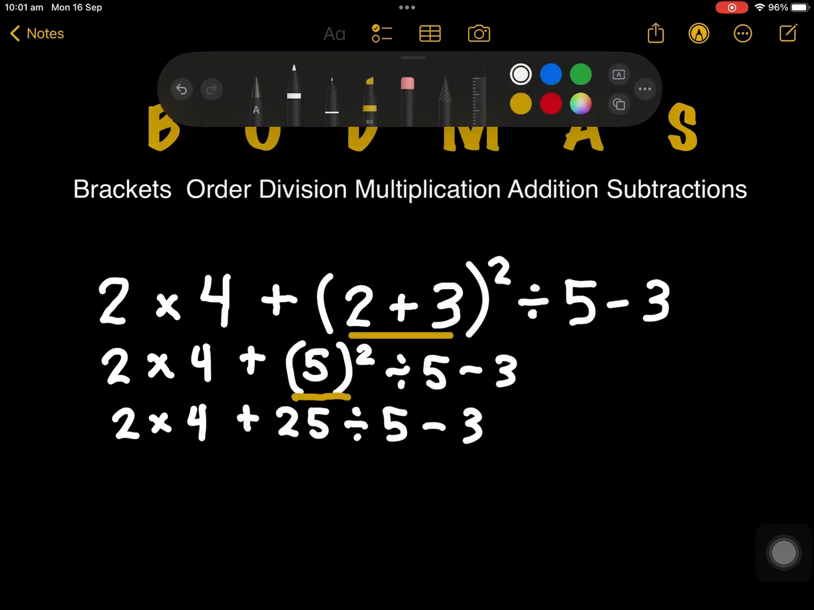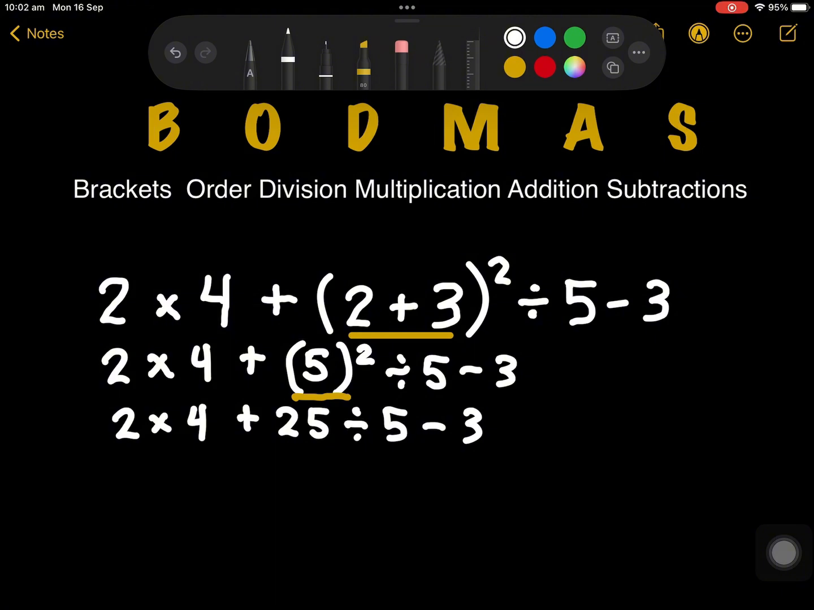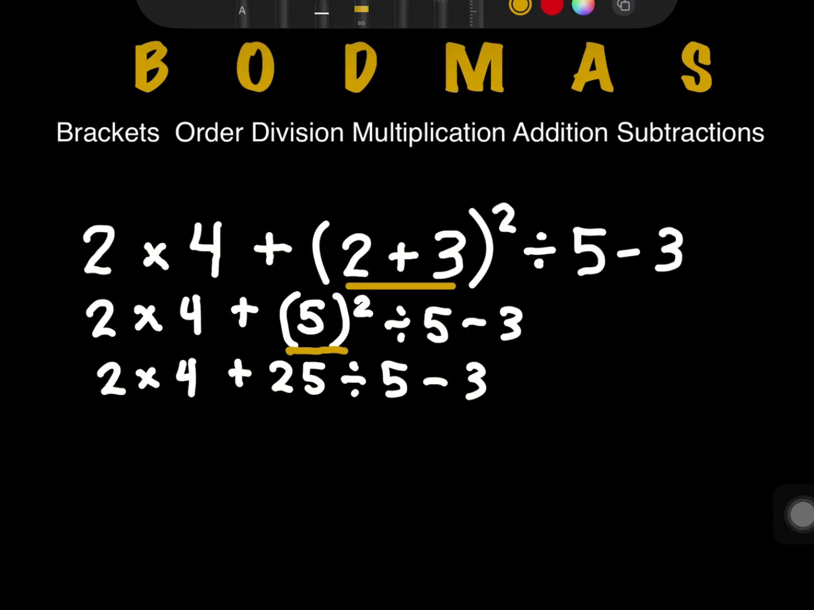And next is, as you can see, multiply and divide. They can go together. So as long as we are doing it from left to right, we can do it at the same time. So 2 times 4 is 8 plus 25 divided by 5 is 5. And then copy minus 3.